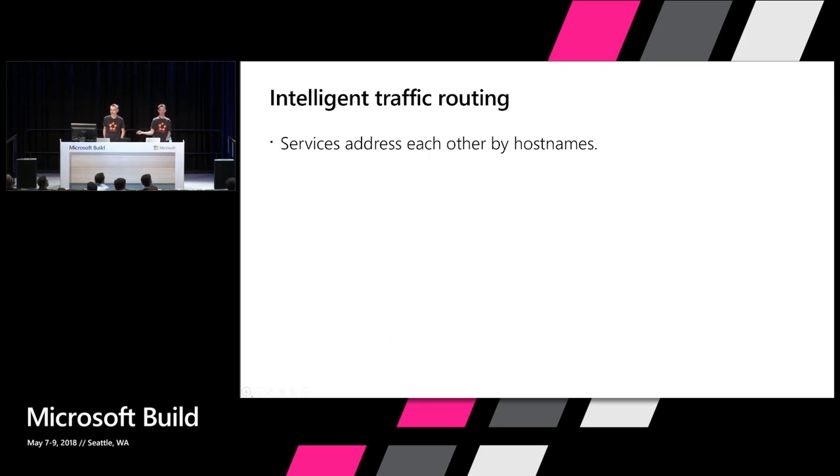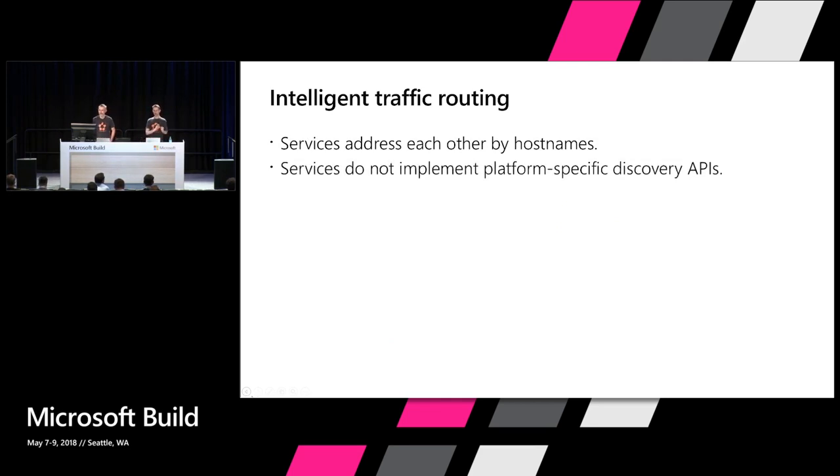So services should always address each other just by their host names and nothing more. Very, very simple. And you should not have to implement any platform-specific discovery APIs, because that ties you into the platform. If I have to talk to your discovery API and then I go and deploy it over there, it's going to stop working. So we want to make sure that there is none of that going on. From your service code perspective, it shouldn't look like there's even a discovery mechanism underneath at all.